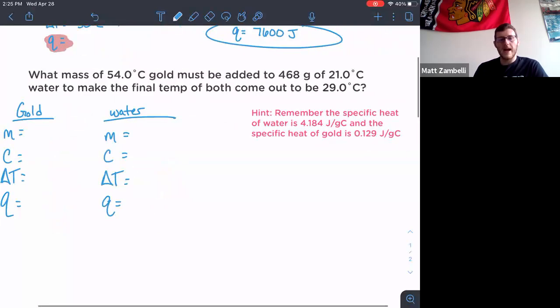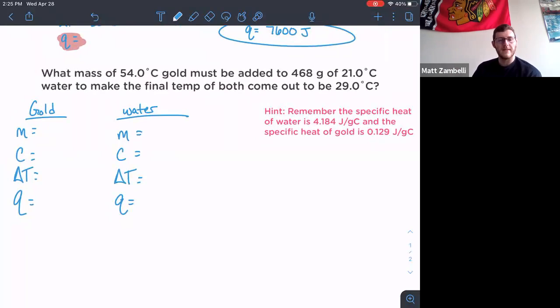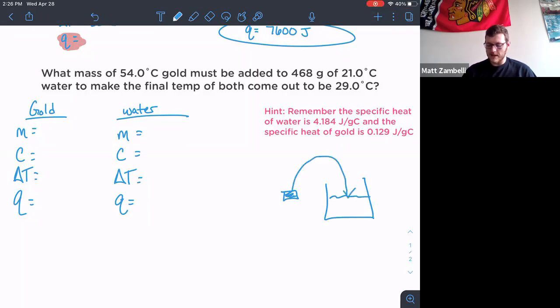All right. Do we know any of the variables? Do we know any of the 8 variables that we were given or that we're looking for? The temperature. Awesome. So let's look at the temperature. We know that our gold was originally 54 degrees Celsius. So I have it in my hand. It's 54 degrees Celsius. I put it in the water. So let's say this is my gold. It was outside of our beaker, filled with some water. It's going in the beaker.